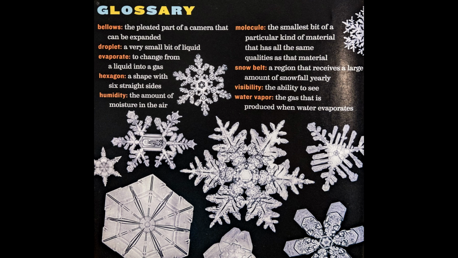Snowbelt, a region that receives a large amount of snowfall yearly. Visibility, the ability to see. Water vapor, the gas that is produced when water evaporates.